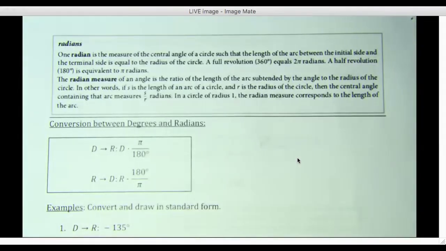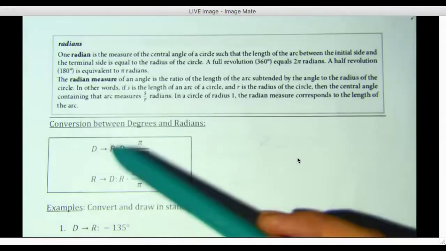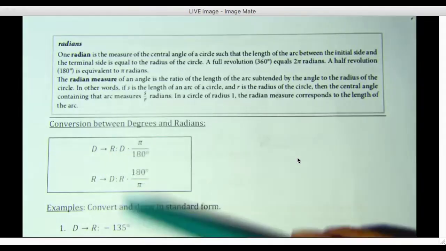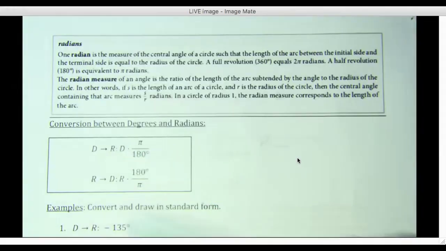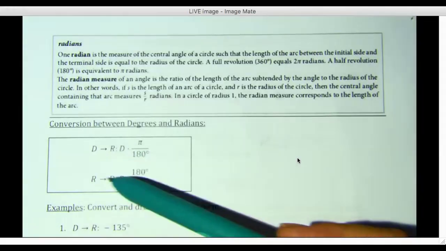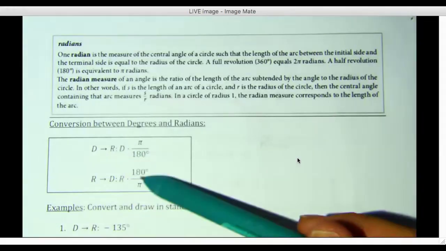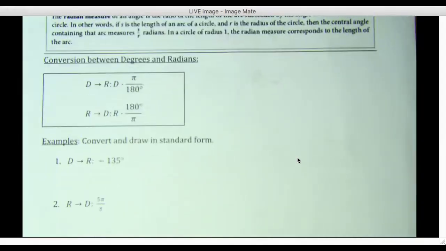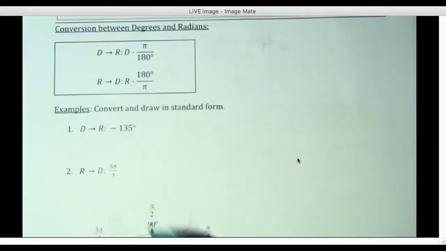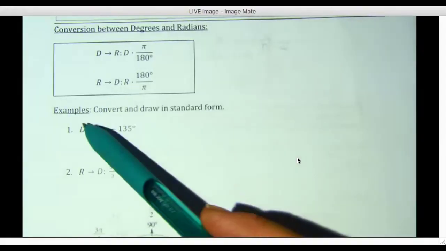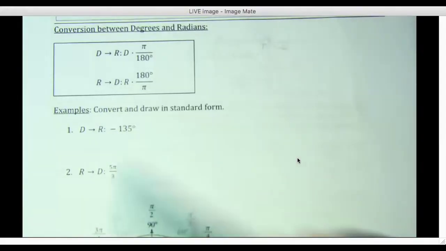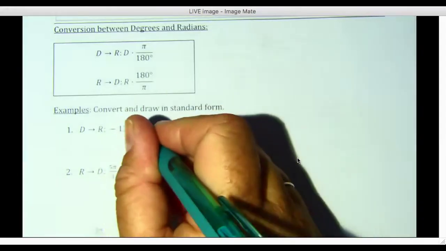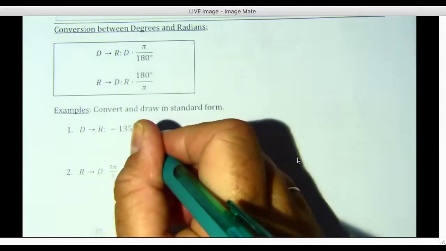We can convert back and forth between degrees and radians. If you're going from degrees to radians, you multiply your degrees by pi over 180. If you're going from radians to degrees, you multiply the radians by 180 over pi. So we're going to do a couple examples of these here. We want to convert these degrees to radians. So we're starting with negative 135 degrees, and we are going to multiply by pi over 180.